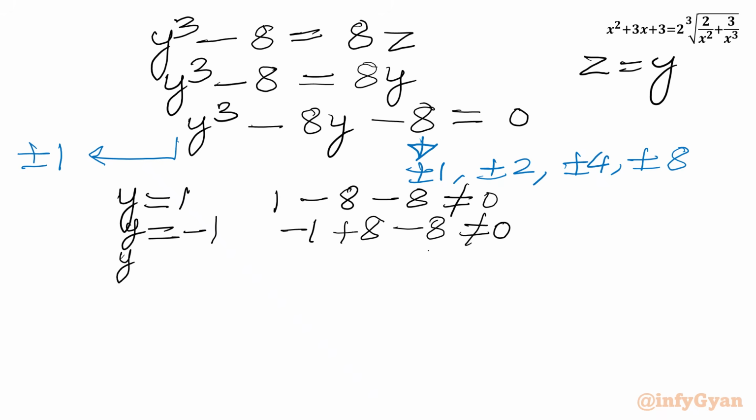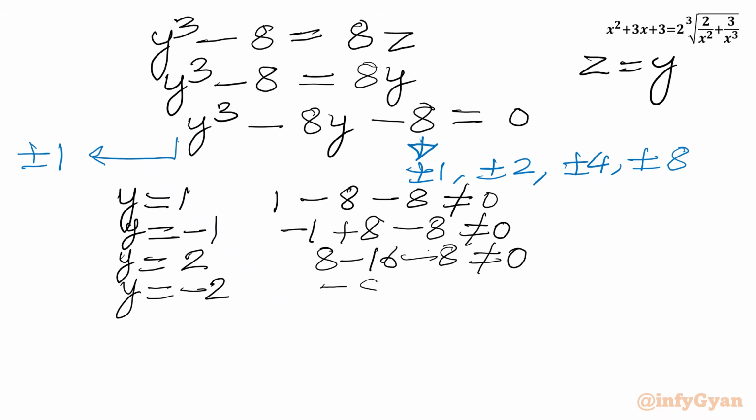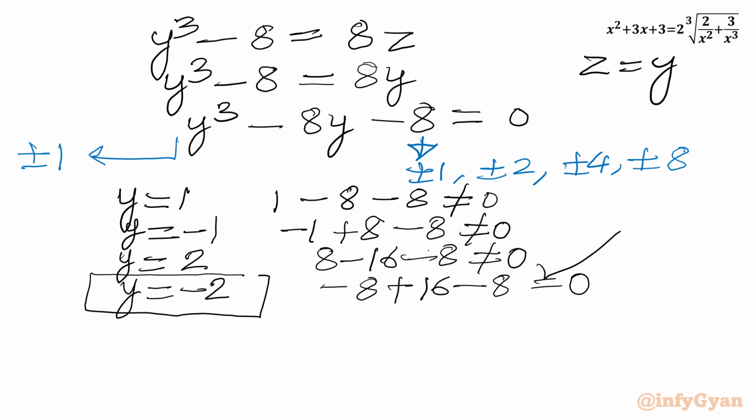If I put y = 2, so 8 - 16 - 8. No, it is not satisfying. Let's put y = -2: -8 + 16 - 8. This time it is satisfying our equation. So y = -2 is our base solution. We can go for the synthetic division method.